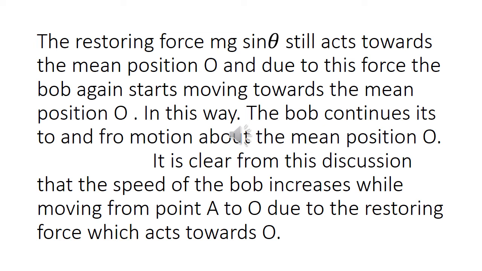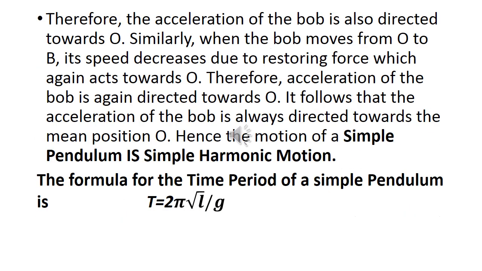Now it is clear from the above discussion that the speed of the bob increases while moving from point A to O due to a restoring force which acts towards O. Therefore, the acceleration of the bob is also directed towards O. Now students, when the bob moves from point O to B, its speed decreases due to the restoring force, which again acts towards O. Therefore, the acceleration of the bob is again directed towards O. It follows that the acceleration of the bob is always directed towards the mean position O. Hence, the motion of a simple pendulum is simple harmonic motion.